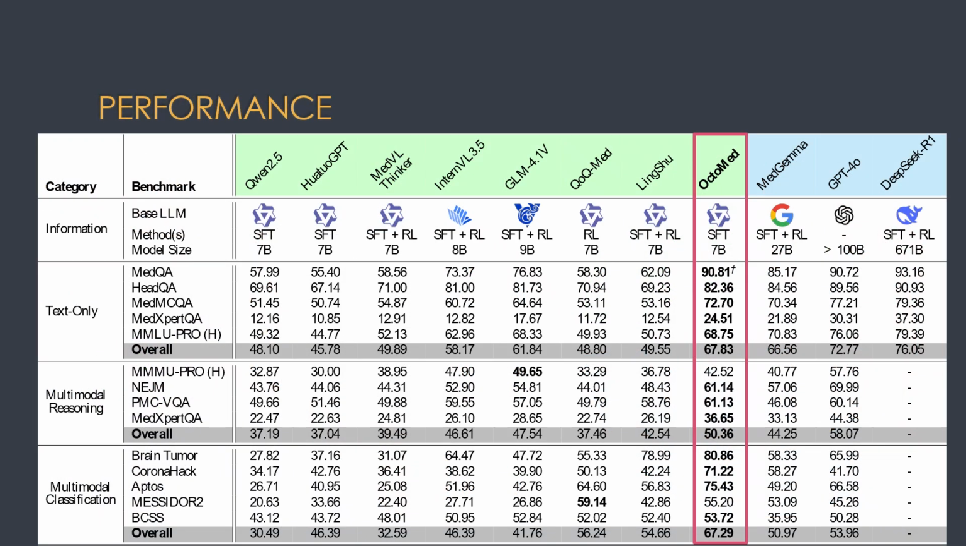We fine-tuned our Qwen 2.5 VL 7B Instruct model on our dataset, and we found that the result, OctoMed, achieved state-of-the-art performance among 7B-scale medical reasoning models across these diverse benchmarks. We're also competitive with, and in many cases beat, much larger frontier models, which validates that careful data curation can be a substitute for just training larger models in this domain.